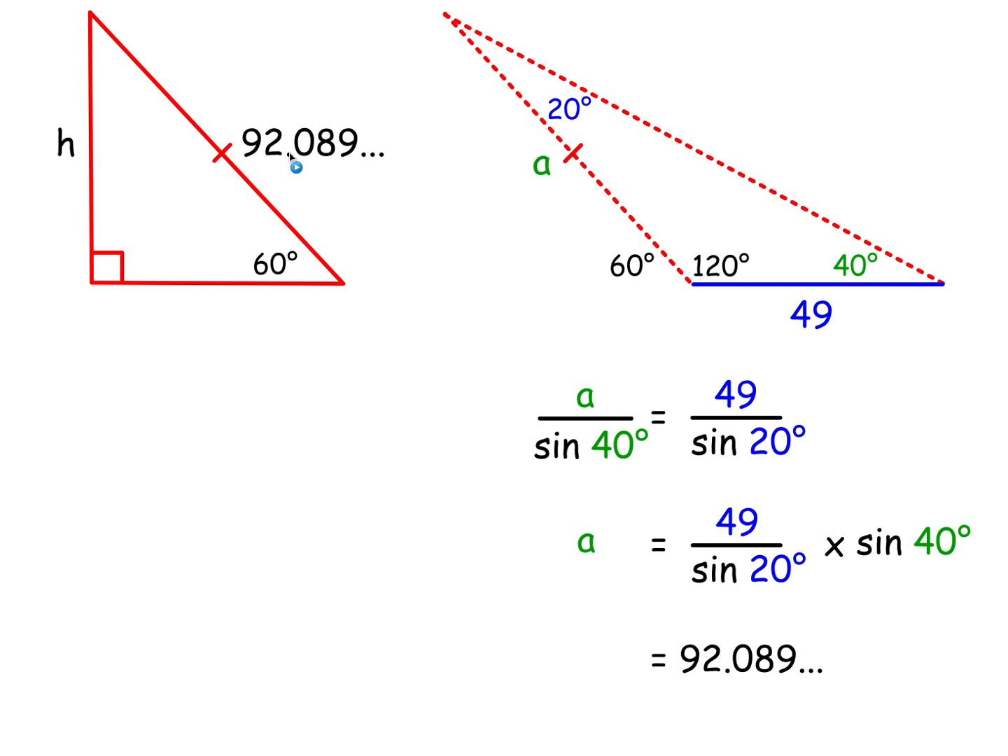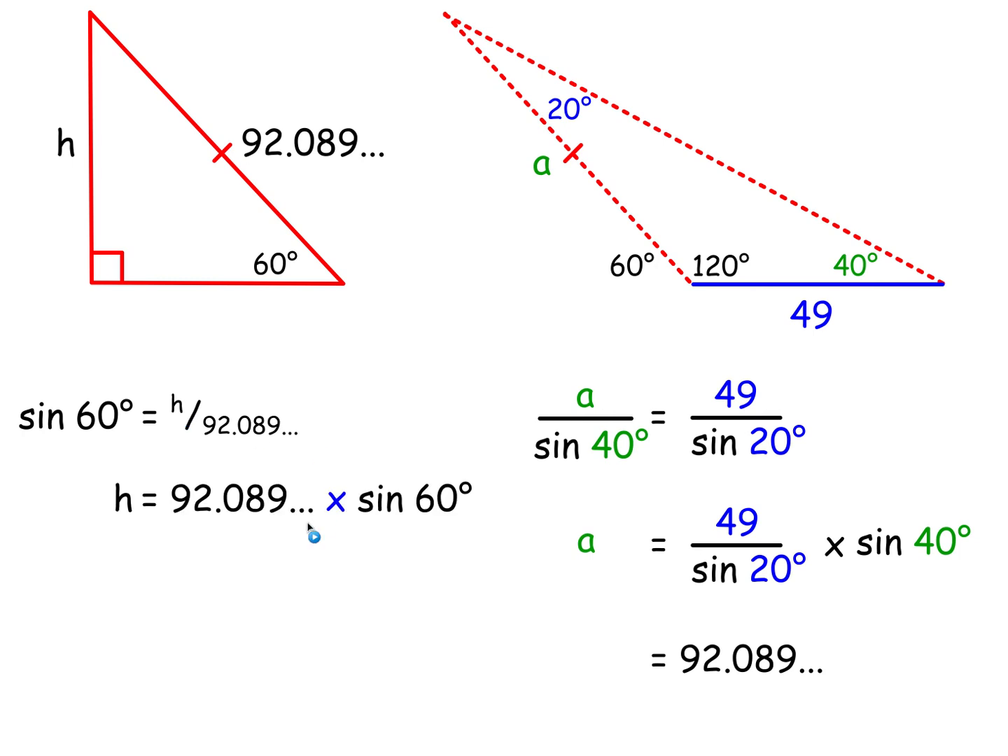And now we've got enough information to work out h because we've got a right angle triangle, we've got the opposite to the 60 degrees, and we've got the hypotenuse. SOHCAHTOA, it's sine 60 is h over 92.089 and so on. So multiply the other side by that 92 and it solves for h. Using it unrounded, we basically take our last answer on the calculator and times it by sine 60, so it's unrounded and then we round it off. There's the height of the cliff.